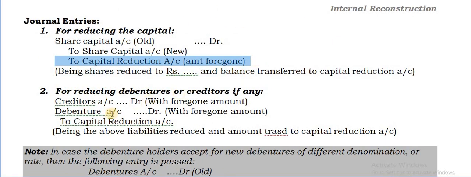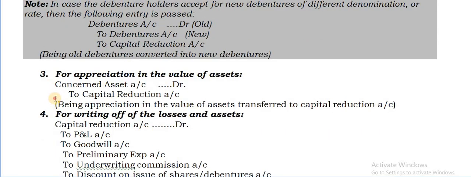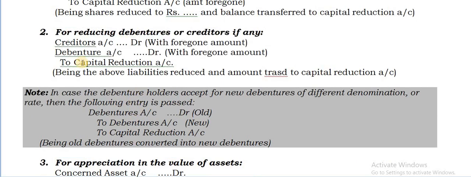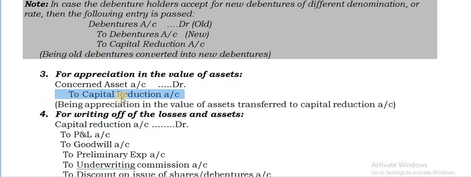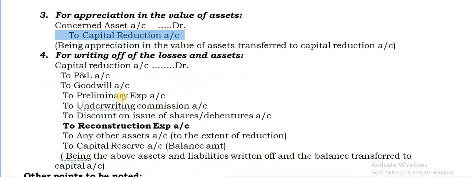There is a credit to the capital reduction account, every time. Like this, whatever is being credited implies added. Okay, so all such amounts you have to take together, that is an addition item. From that you have to deduct these items.